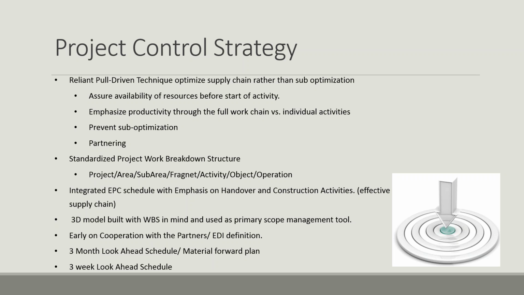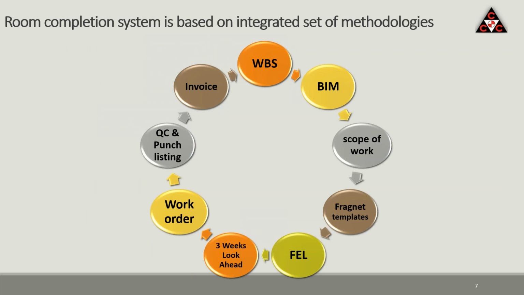The 3-month look-ahead schedule is for planning materials, to make sure that all the required resources are available for our project, and the 3-week look-ahead schedule is to plan the work of our subcontractors and our crews to make sure that we don't have conflicts. So this is basically the workflow we go through. I will detail it as we go around.